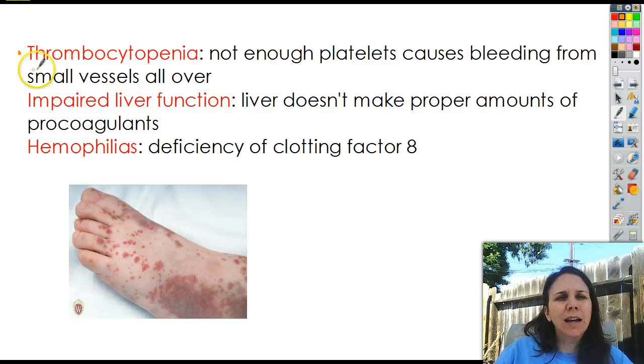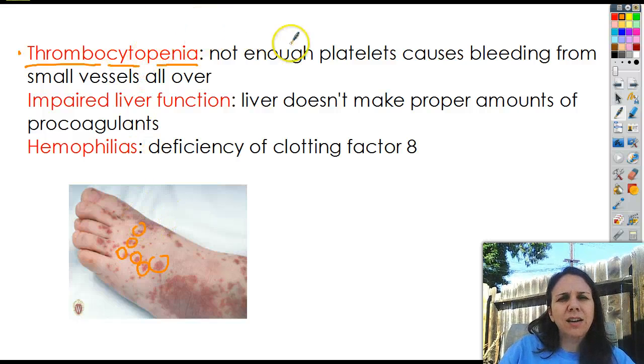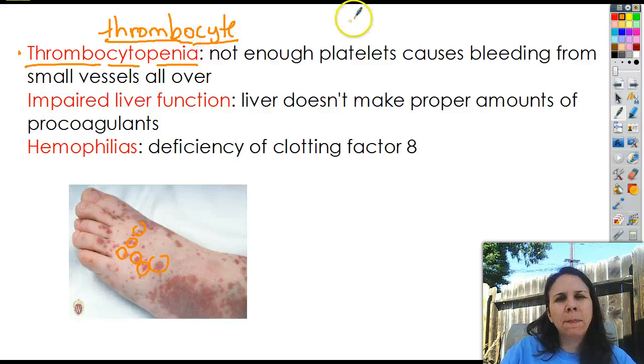All right, another one, thrombocytopenia. Let's break down this word. Thrombo, thrombus, cyto, cell, penia, blood, in the blood. So if we look at the definition, not enough platelets causes bleeding from small vessels all over. So if you notice, he's got a lot of bleeding, got a lot of little bruises underneath because of the fact that there's not enough of the platelets. Another name for platelets is thrombocyte. A cell that makes a thrombus, a blood clot. So platelets are also known as thrombocytes. So thrombocytopenia means that you don't have enough of them in your blood, and so therefore you bleed a lot, just little teeny tiny injuries.